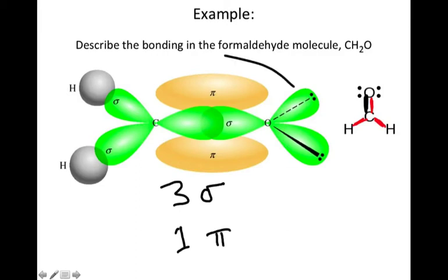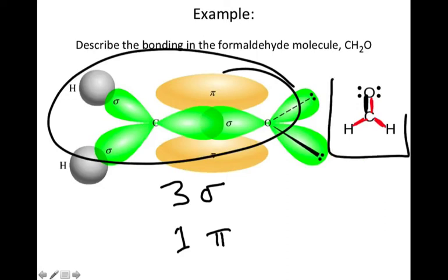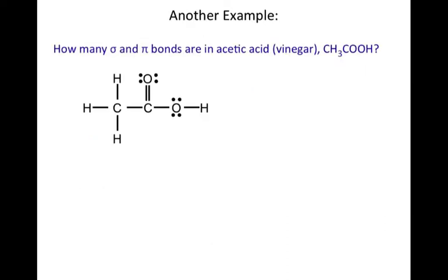And you don't need to show the pretty picture in order to figure this out. You can just do it from the Lewis structure if you need to. So I'll do this one as the pop-up question. How many sigma and pi bonds are in vinegar, which is acetic acid? So here's the Lewis structure of the molecule, and answer the question.